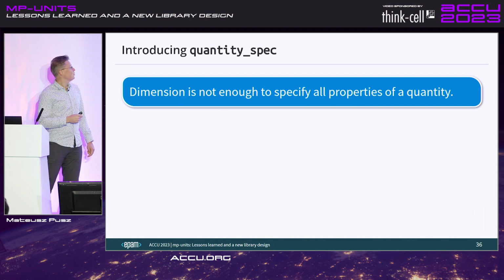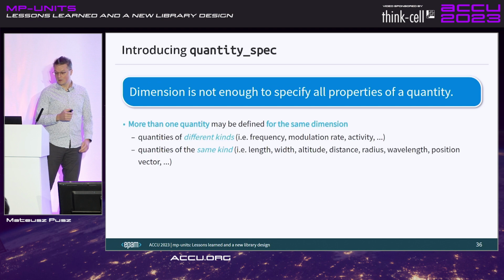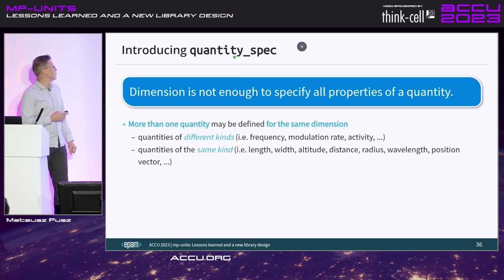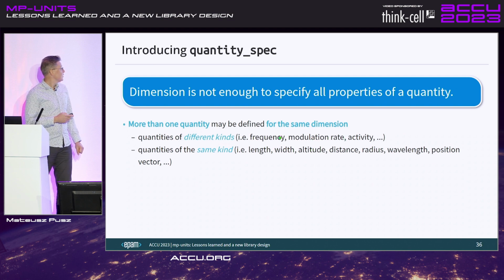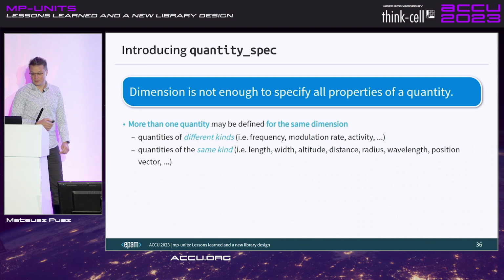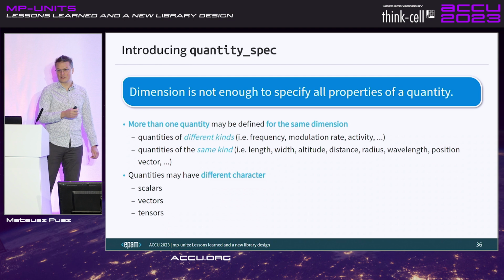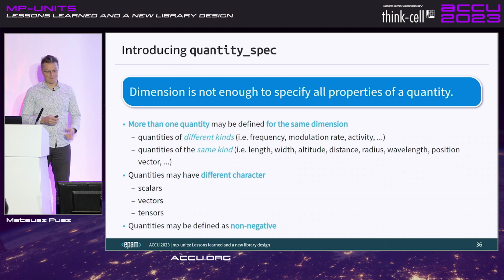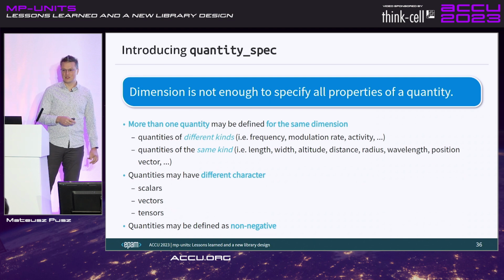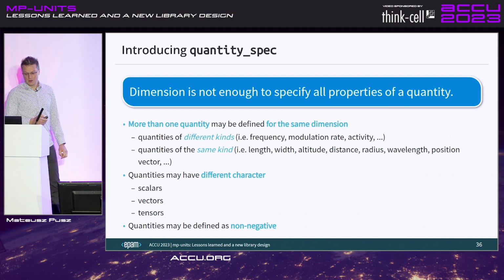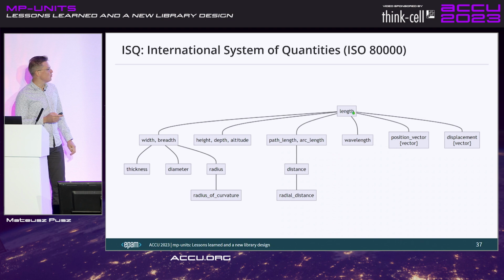And it turns out that dimensions are not enough to specify all properties of a quantity. That's why I'm introducing a new abstraction called quantity spec in my framework. There's more than one quantity for the same dimension, as we've seen. There are different kinds: frequency, modulation, activity. And different quantities of the same kind, like length, width, altitude, distance, radius, wavelength, position vector, that's a vector quantity. Quantities may have different character: scalars, vectors, or tensors. Also some quantities are defined in ISQ as non-negative, so you can provide contract checks for those. The ISQ system states explicitly that there is more than one length.